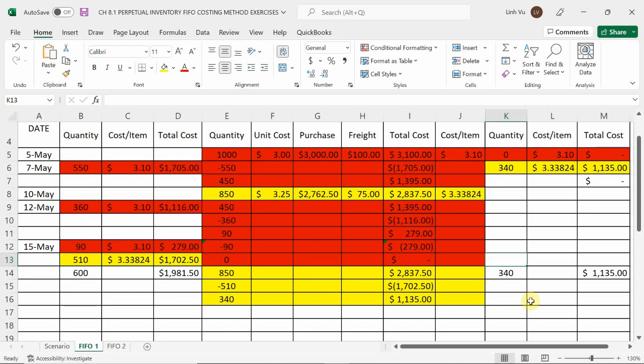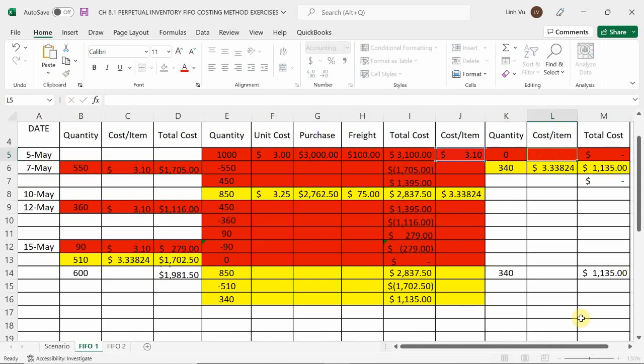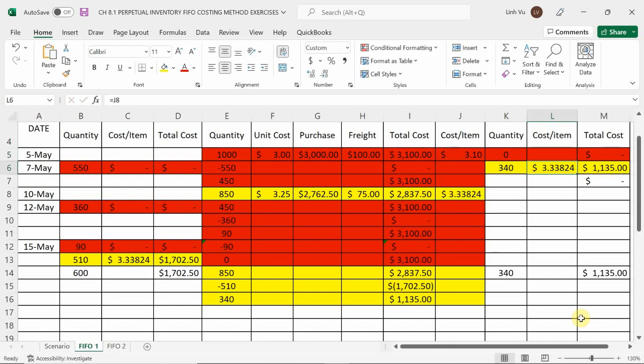So that means now I have only 340 left in my yellow batch of inventory. Now, why is it that I'm not just eliminating this entire red batch here? Because I use self-referencing. If I purposely delete this $3.10, what would happen? All my numbers are now messed up. That's the danger of self-referencing: you end up messing up a lot of your formulas. So do not do that. If you're self-referencing, do not make any changes to the right side. Only make changes to where you need to make changes.